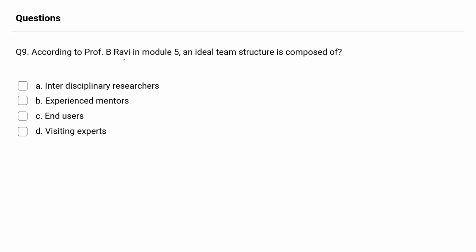And the question is, according to Professor B. Ravi, an ideal team structure is composed of. Now, remember here, guys, that it is a multiple select question. There are multiple correct answers to it because there is a square box next to it. So there could be multiple answers. The options given to you are interdisciplinary researchers, experienced vendors, end users, and visiting experts. So give a thought to it. It's a little tricky, but even if you go by proportionate marking, you would be able to guess at least a few of them very correctly.